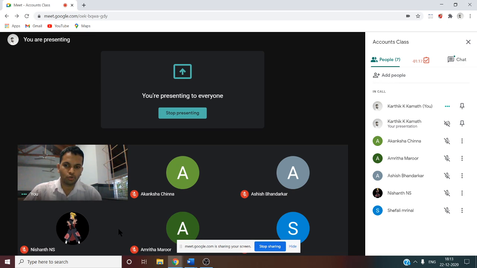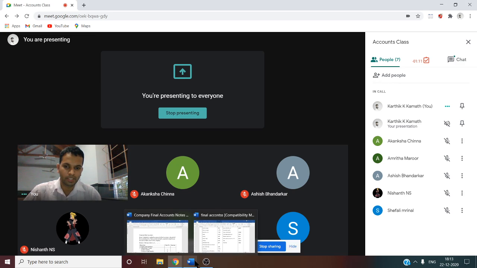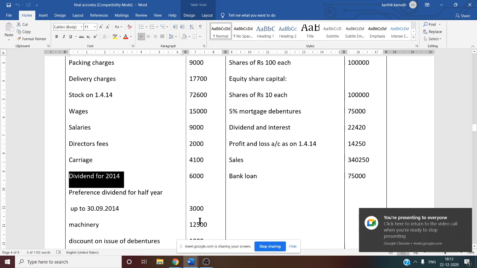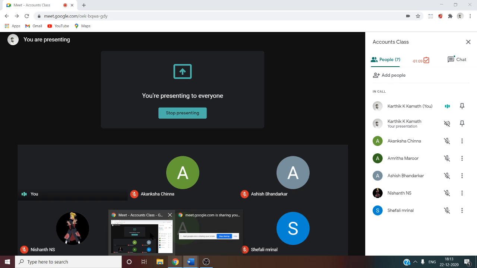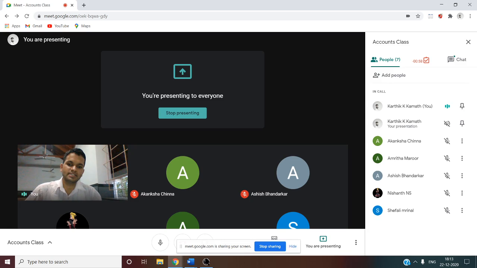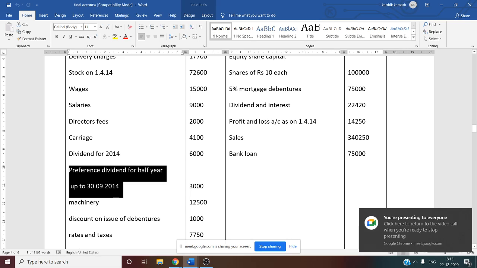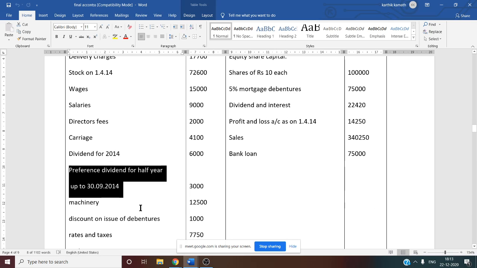Working note number 2, there you have to consider this dividend, which you have to deduct from the profit and loss account. There you have to show under working note number 2 there are two heads, general reserve and surplus. Under surplus, profit and loss account. Then the next thing we have to see here, preference dividend for the half year up to 30-9-2014. So half year dividend is given, half year is not paid.